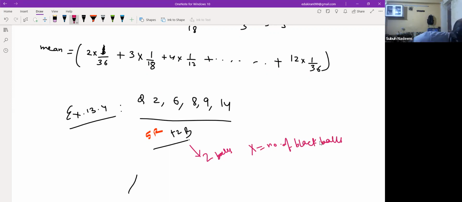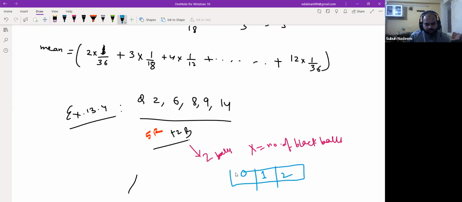What are the possible values of X? Is X a random variable? So when you take 2 balls, you can get either 0 black balls, or 1 black ball, or 2 black balls. So yes, X is a random variable and its values are 0, 1, and 2. Probability they are not asking. If they would have asked the probability, you could also have got the probability distribution.